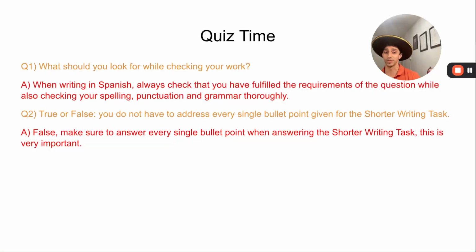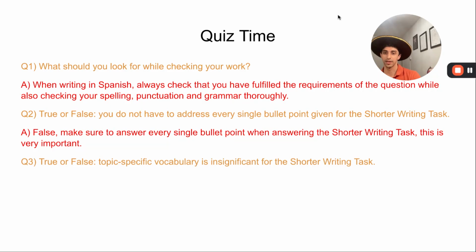Question 3 is also true or false. Topic-specific vocabulary is insignificant for your shorter writing task. Is that true or is it false? Try and cast your minds back.